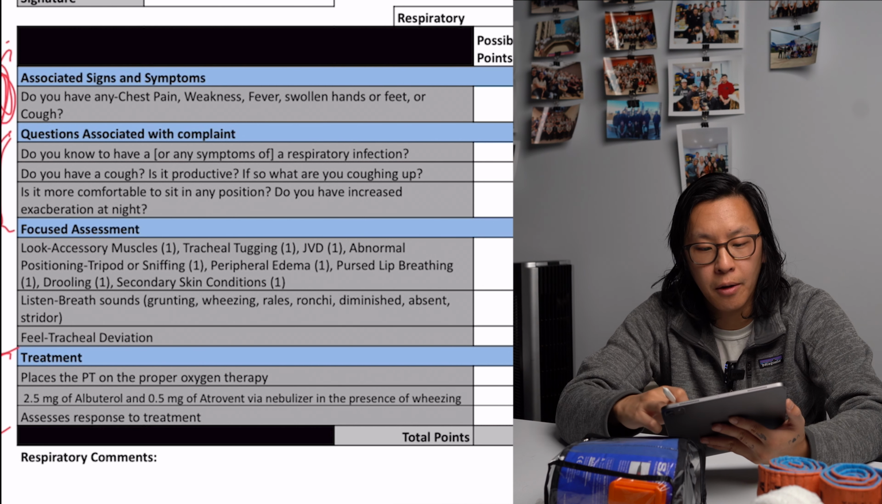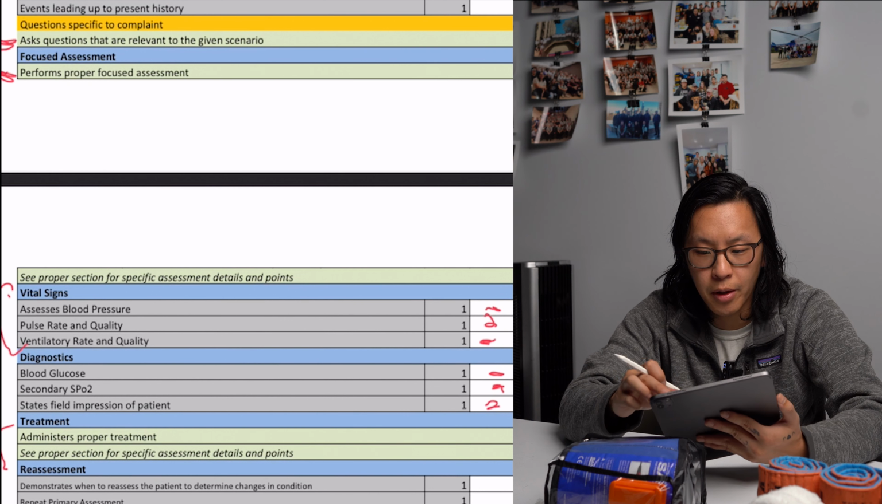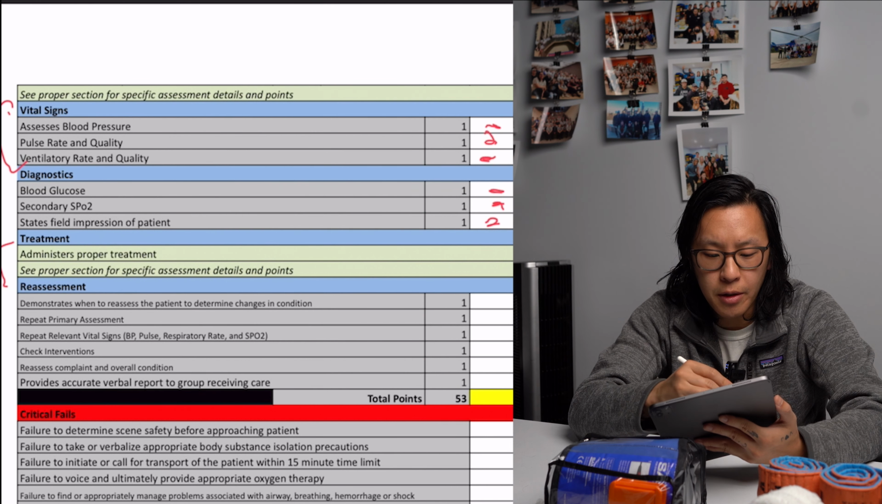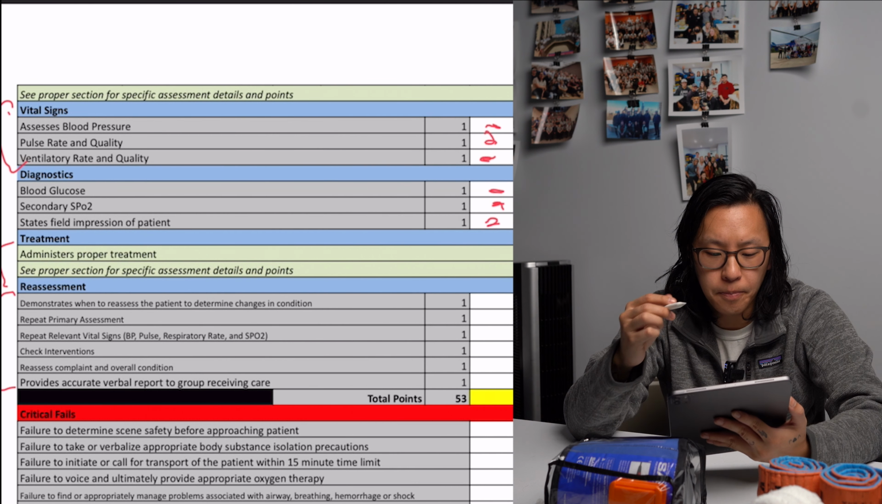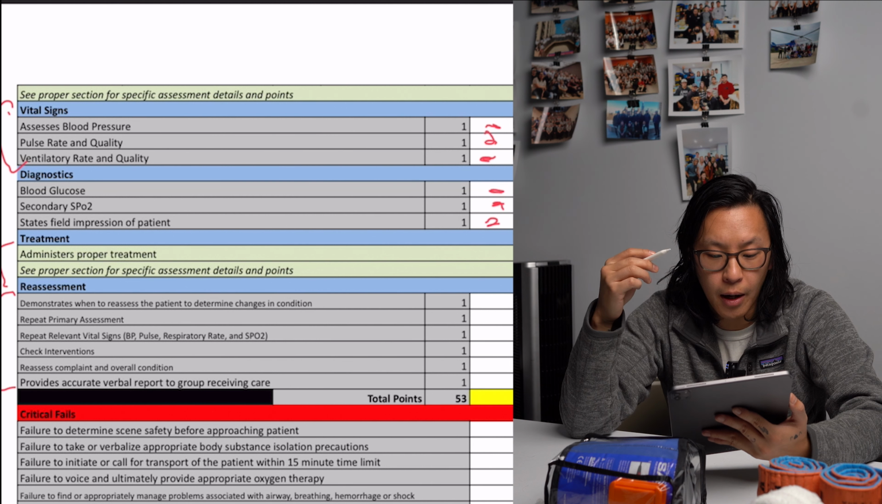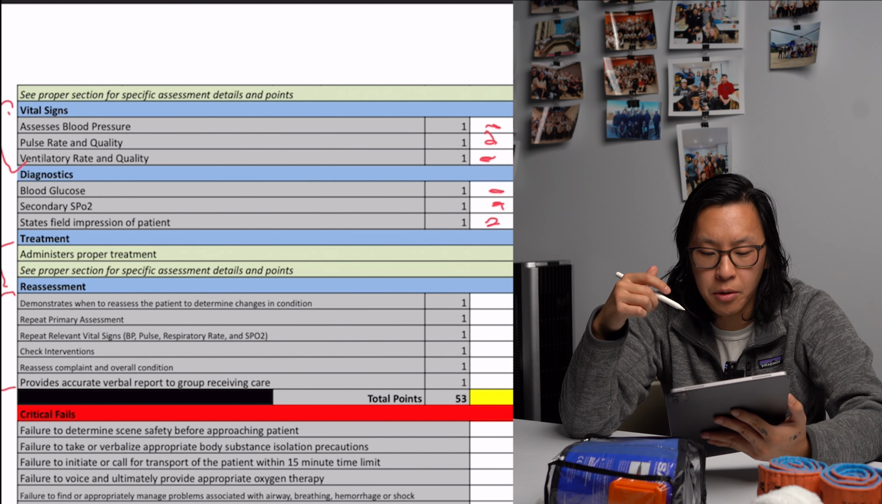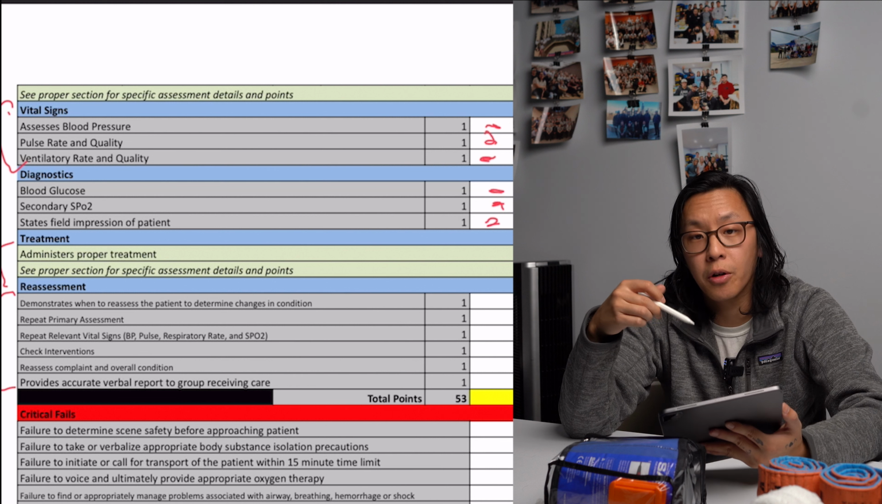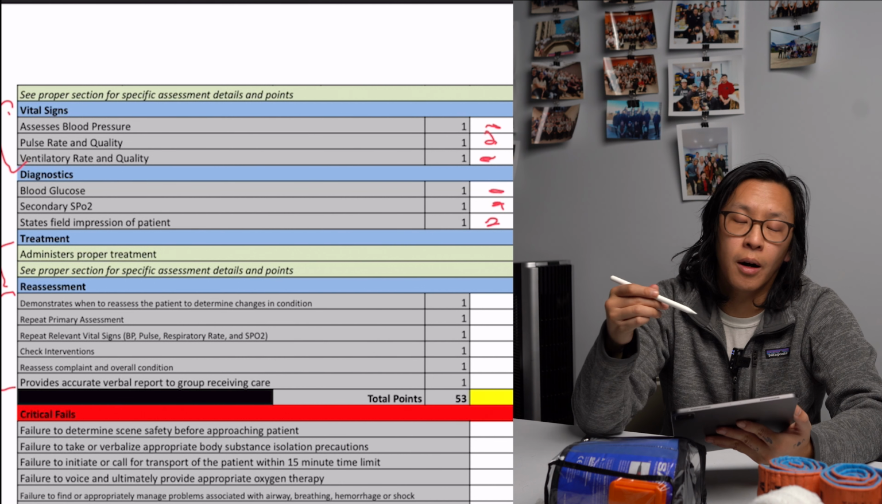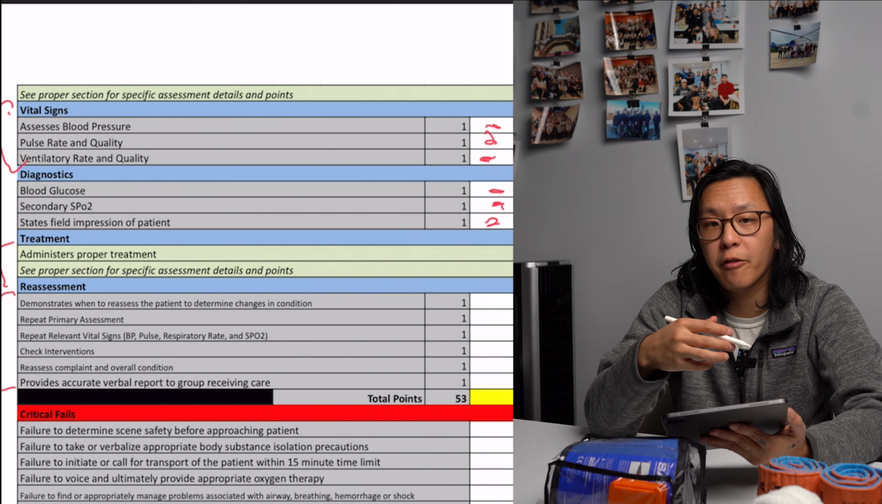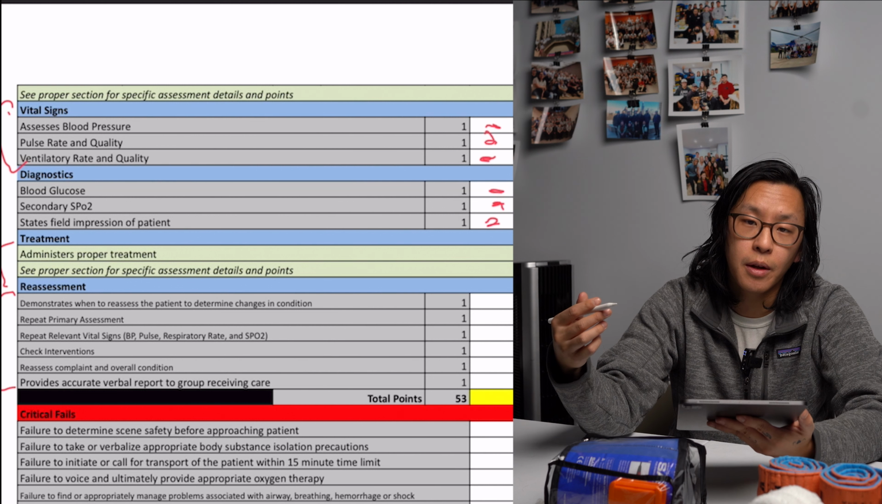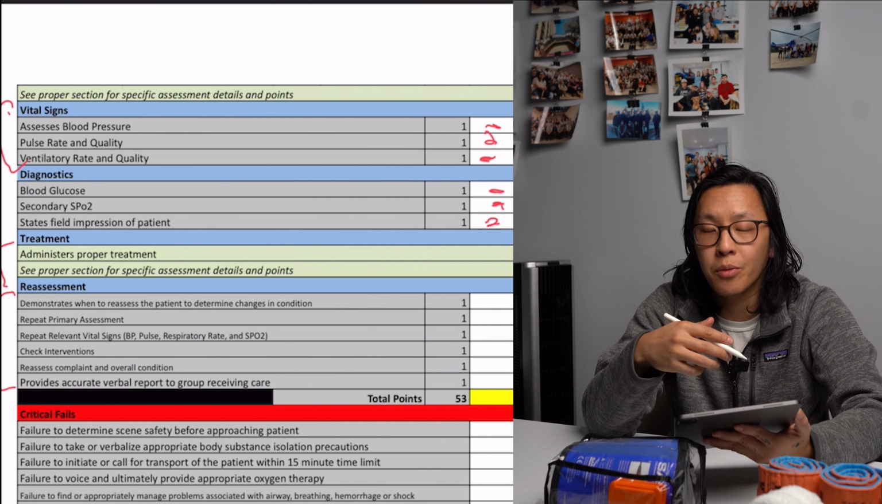Is the patient feeling better? How is their respiratory distress at this point? After the treatment, let's go on to reassessment. You're going to demonstrate when to reassess the patient to determine changes in condition. So you're going to verbally, out loud, say we're going to reassess this patient every 5 minutes if the patient was unstable, or 15 minutes if the patient was stable.